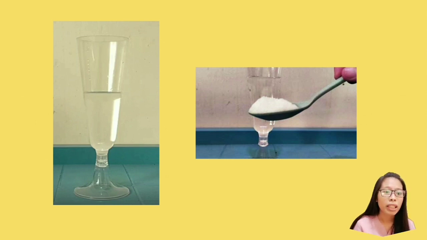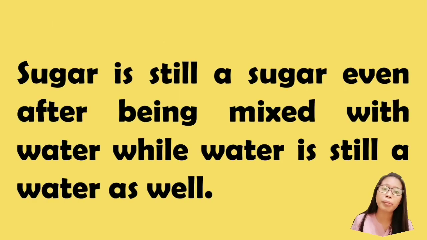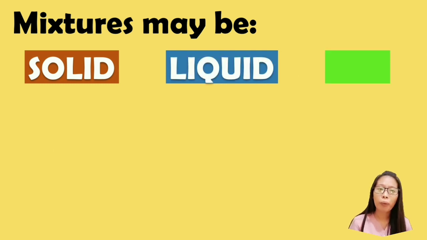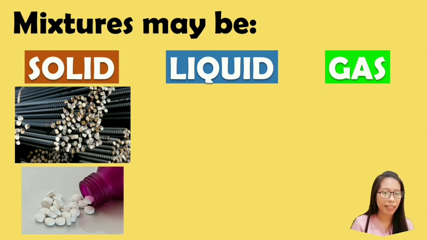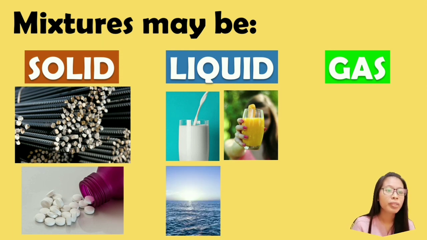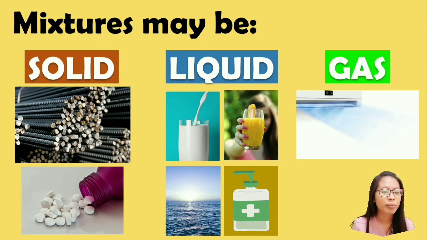Physically means that sugar is still a sugar even after being mixed with water, while water is still a water as well. Mixtures may be in the form of a solid, a liquid, or a gas. Solid, like steel and medicine. Liquid, like milk, juice, seawater, and alcohol. And gas, like the air.